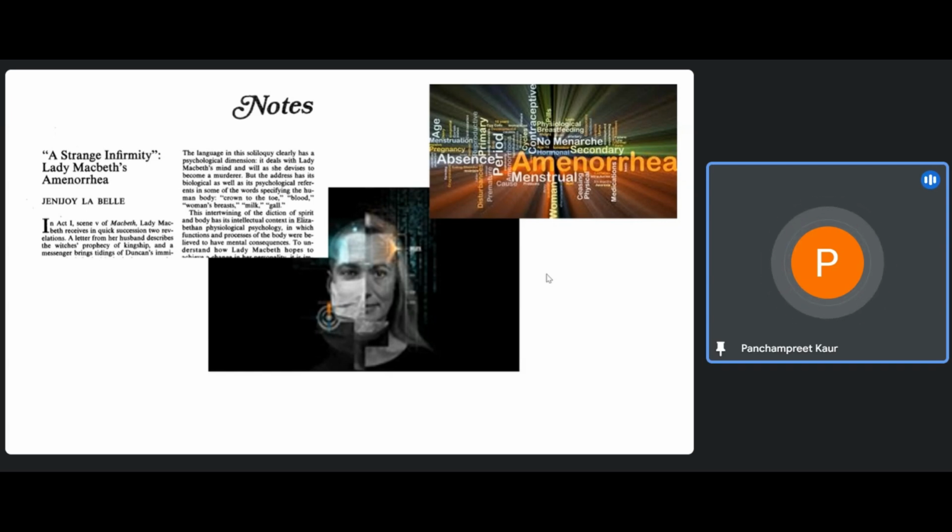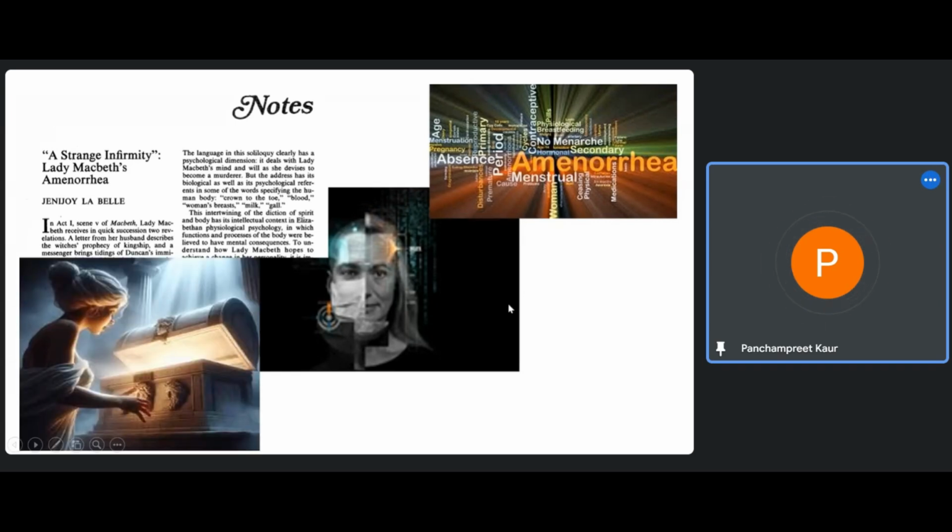While I was searching through the literature, I came across a quote, "a strange infirmity," Lady Macbeth's amenorrhea. This was an article on Shakespeare's diaries by Jenny Joy Labelle, and she described amenorrhea as an infirmity or mental weakness. So let's open this Pandora's box of amenorrhea, and I will be discussing primary amenorrhea in detail, rushing to secondary at a few points.